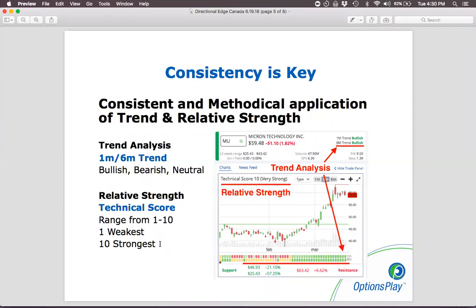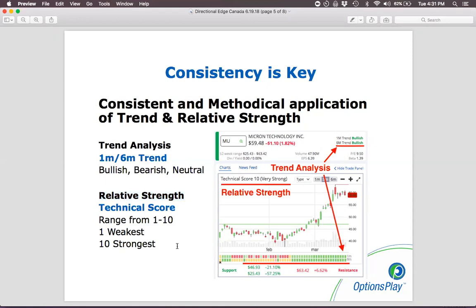So the reason that we propose using our indicators is not to say that our indicators are best or that we think it's the holy grail to trading, but by using our indicators, you're using the same methodology day in and day out. So we do not change how we calculate the 1 month and 6 month trend indicators. They are the same formulas day in and day out. So you constantly get the same, methodical application to reading the trend, and then the same methodical application to understanding how strong the stock is compared to the overall market. Is it a strong stock in the market? Is it a weak stock in the market?